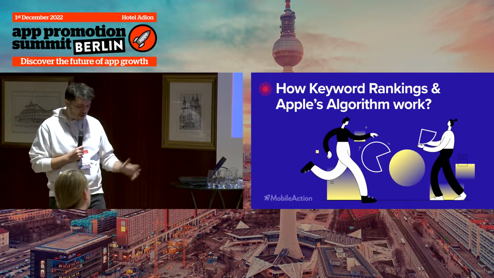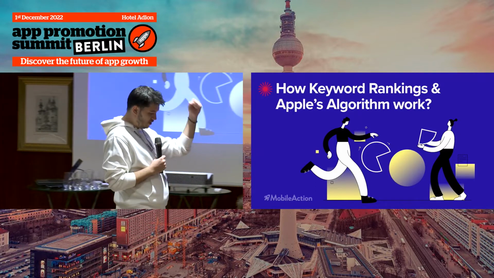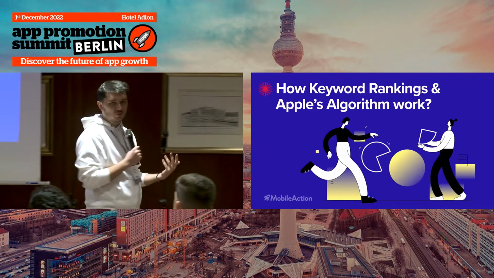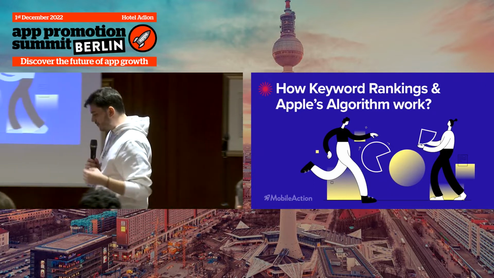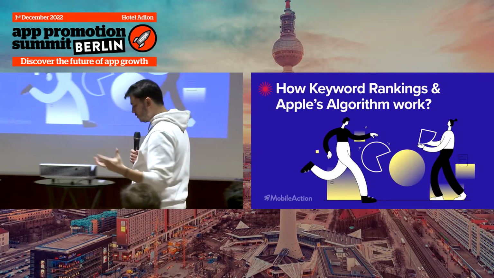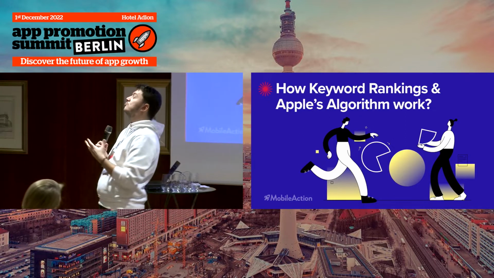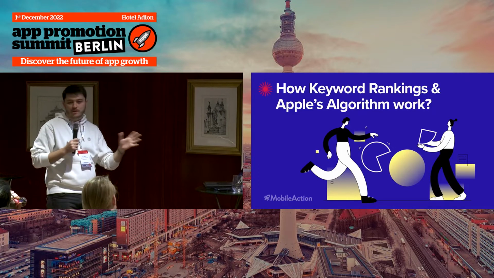So how does the algorithm work? How does it determine that this app is going to be number one for this particular keyword? Everyone would love to have the organic rank number one for one of those super high search volume keywords, right? Imagine at the beginning of the crypto boom, you're number one for Bitcoin with your app. That would be great to see when you wake up, right? But why does it determine that?